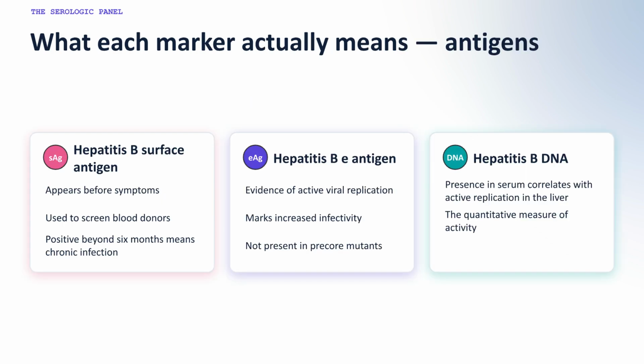Build the panel in 2 halves. First, the antigens and the viral DNA. Hepatitis B surface antigen appears before symptoms, and it is what we screen blood donors with. If it is still positive beyond 6 months, the infection is chronic. Hepatitis B E antigen is evidence of active viral replication, and it marks increased infectivity. Remember that pre-core mutants do not make it. And hepatitis B DNA in the serum correlates with active replication inside the liver. That is your quantitative measure of how active the infection is.